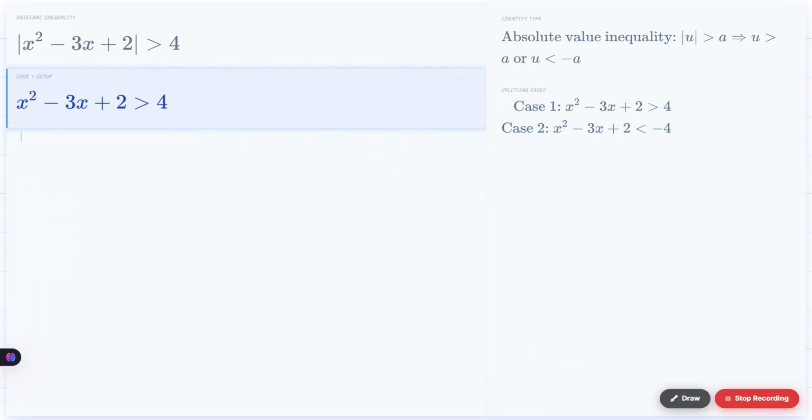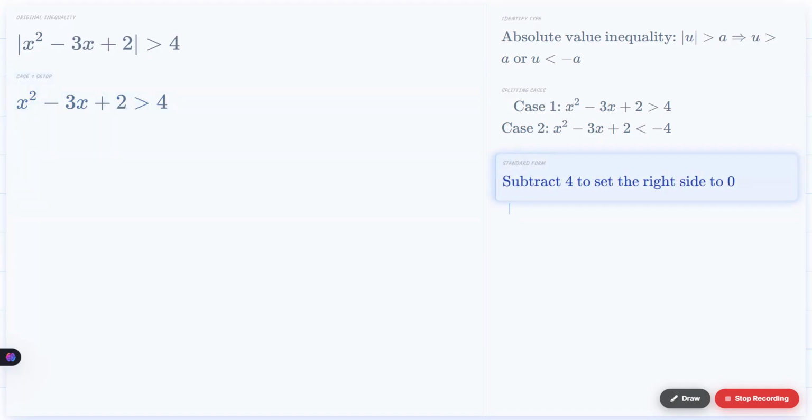We set up the first case as x squared minus 3x plus 2 is greater than 4. We do this to start solving the first part of our plan. This is our first math sentence to solve. We want to move all terms to one side. We do this to make the right side equal to 0. A quadratic inequality must have 0 on one side to be solved correctly.